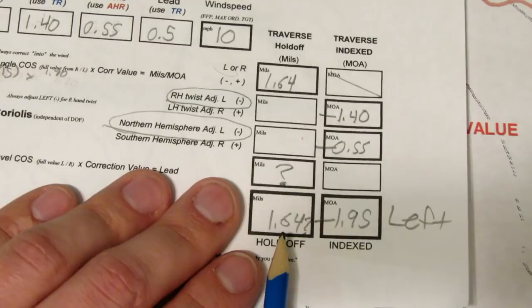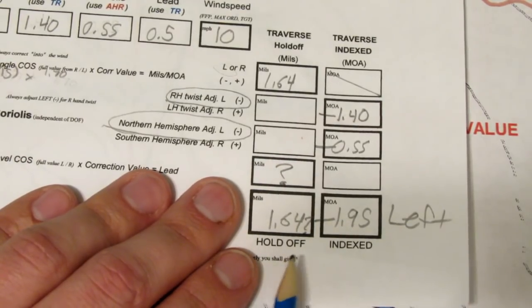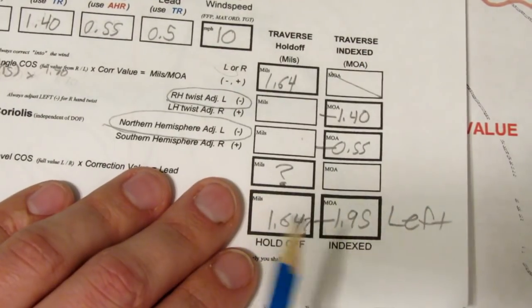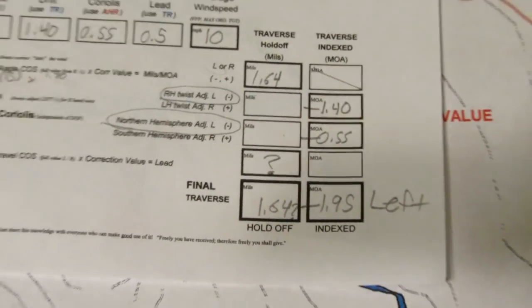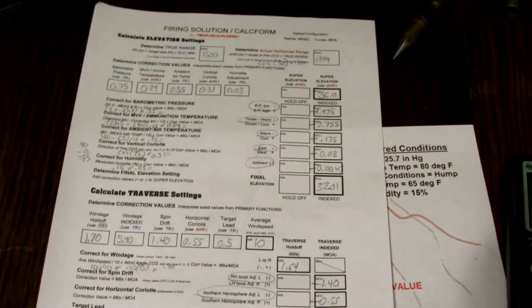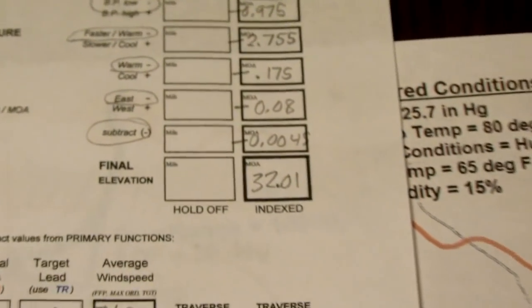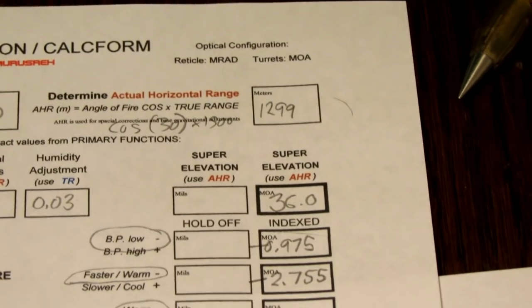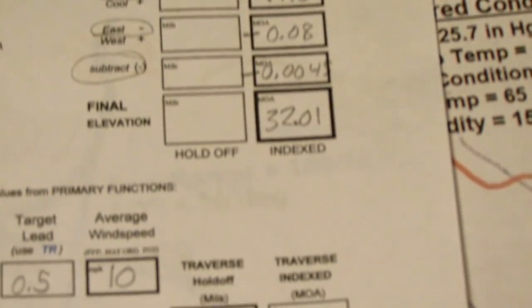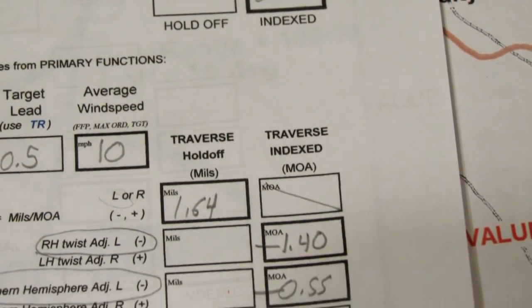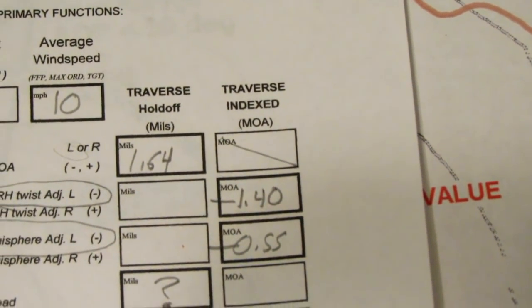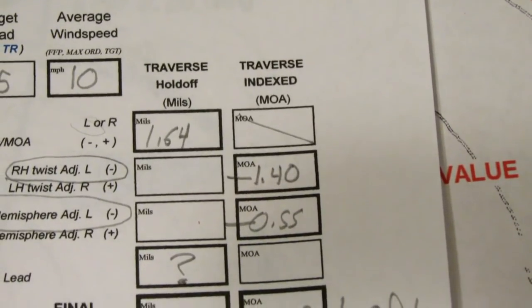However, your windage may change and your target lead. So we're going to keep that in hold off so that we can just quickly adjust for it just by moving our crosshairs. So that's basically how we fill out our calc form. So we have our final elevation value here. And here, like we said before, we're not doing any hold off. It's all indexed. And when it's all said and done, we're indexing some of our traverse setting, and we're holding off for portions that are going to vary. So that's how you fill out a calc form.